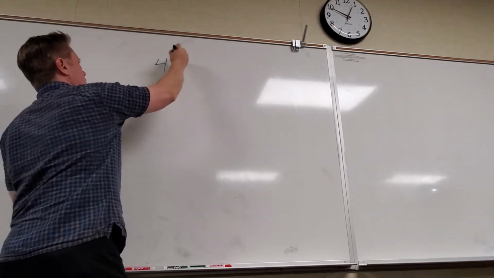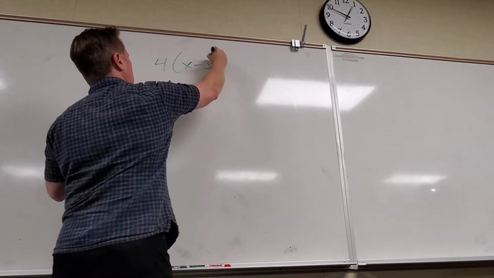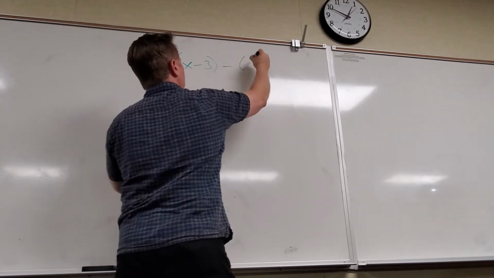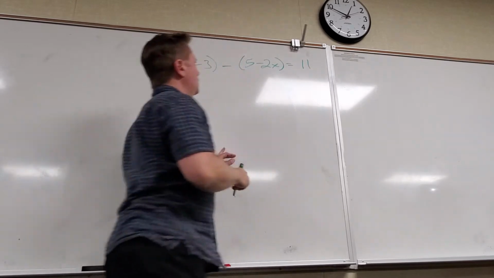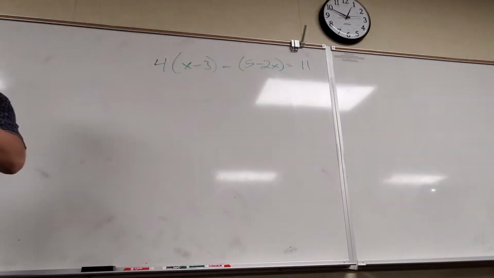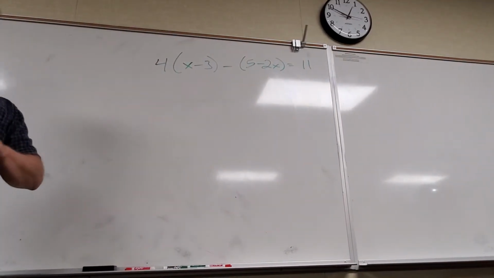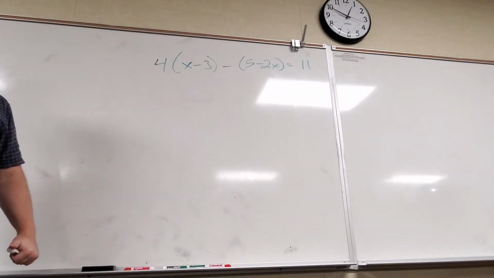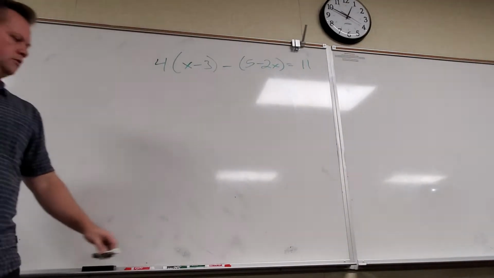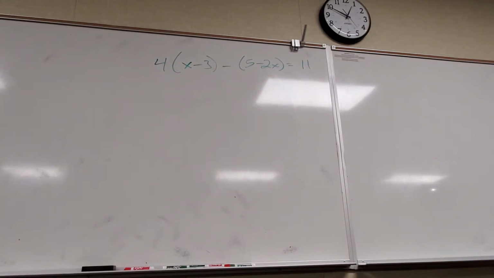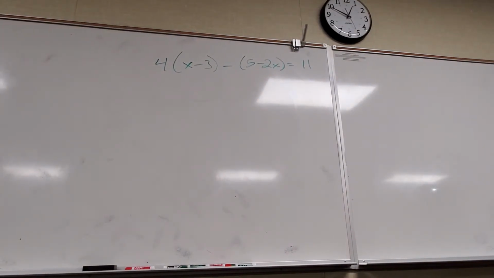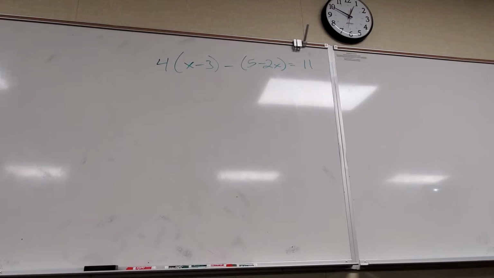So we build one that's got just a little bit less going on than the last one. So what's the very first step? Distribute the 4 and the -1. Say again, sir? Distribute the 4 and the -1. Yes.